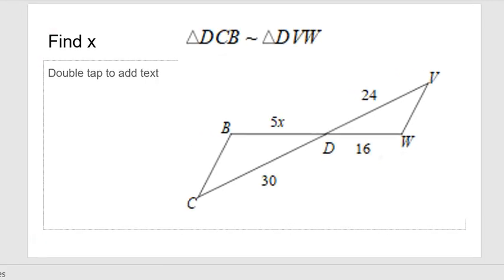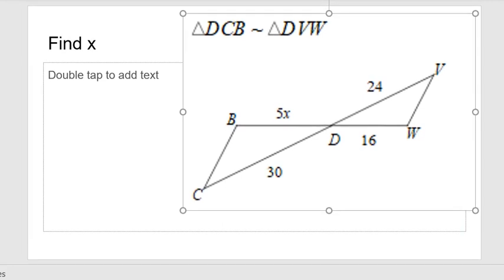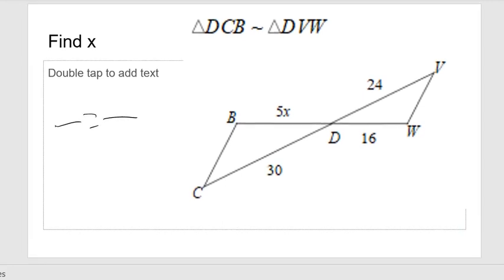Alright, this one, still the same thing. Make our equivalent ratios, so we pick one of these. 16. 16 is between D and W. D and W are the outside letters. The outside letters here are D and B, so D, B, 5x. So if I put 16 on top for one of them, I'm going to put 24 on top for the other one, and 30 on top over here.